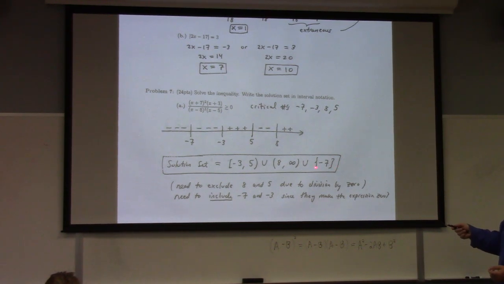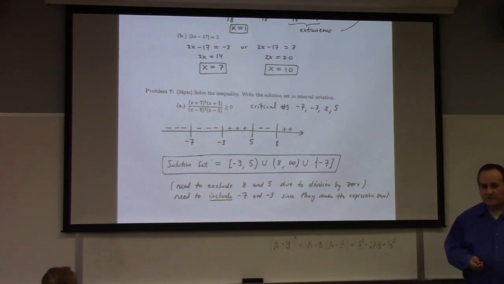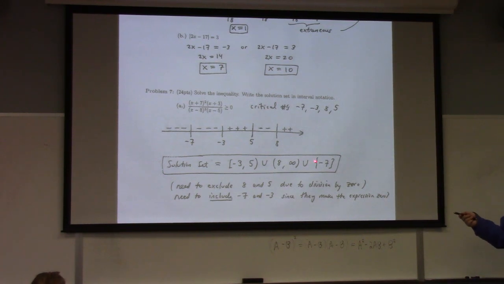Now, listen, if you gave your answer as everything here except for minus 7, and it was a 20-point question, I would only take like 2 points off. So I view this as like a 10% error. It's not a super big error, missing that.